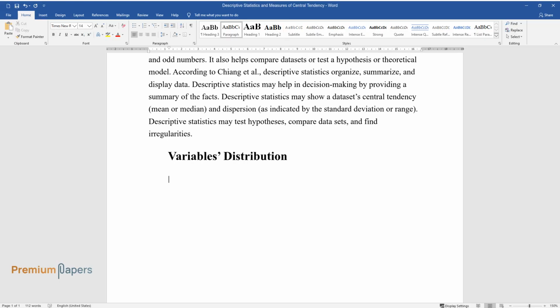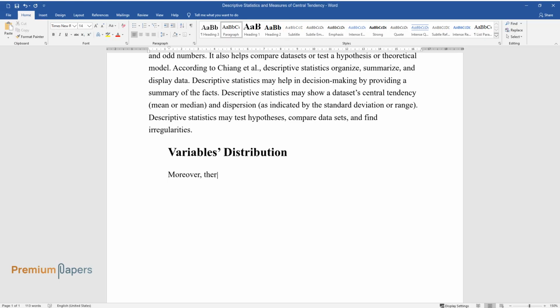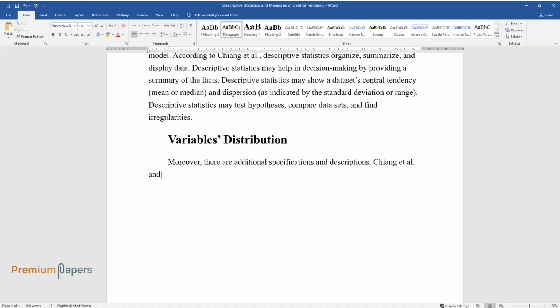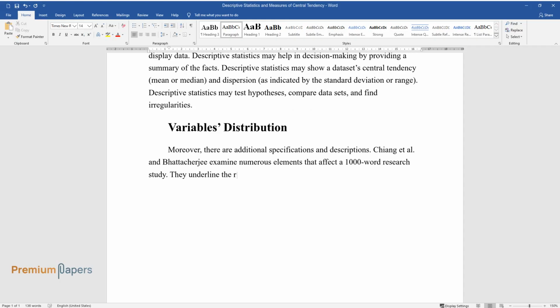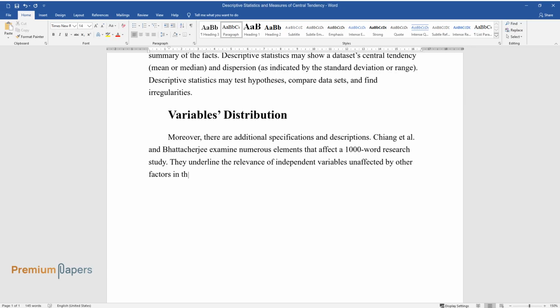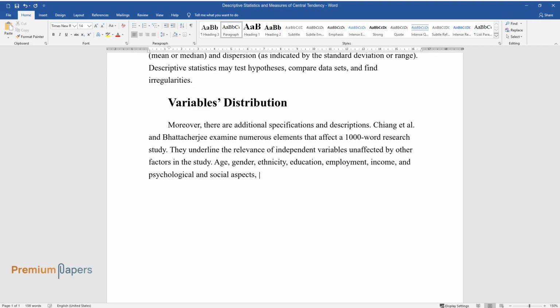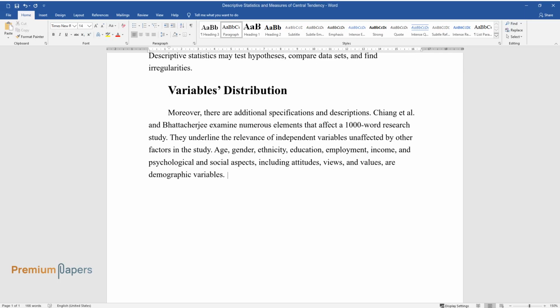Variables distribution. Moreover, there are additional specifications and descriptions. Chiang et al. and Bhattacherjee examine numerous elements that affect a research study. They underline the relevance of independent variables unaffected by other factors in the study. Age, gender, ethnicity, education, employment, income, and psychological and social aspects, including attitudes, views, and values, are demographic variables. Health and mobility are examples.